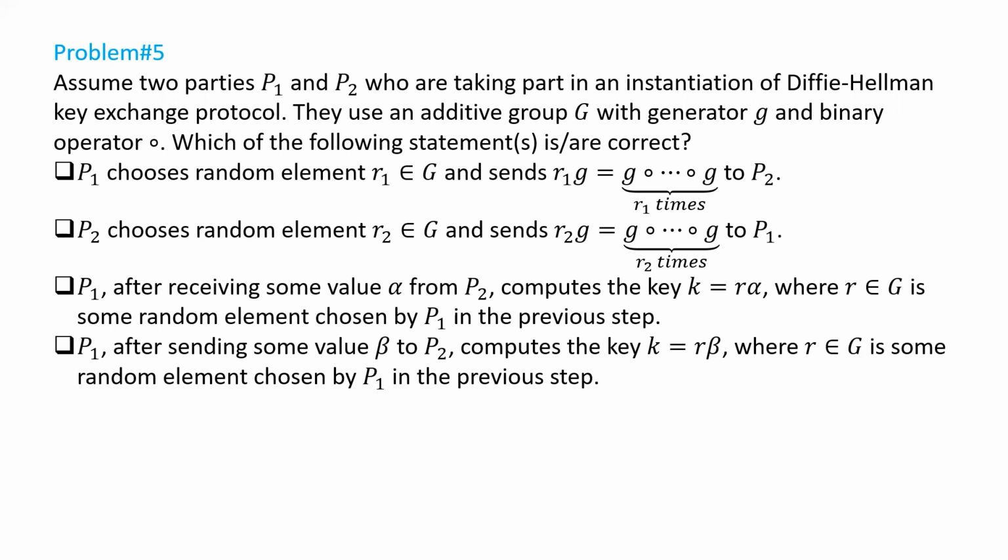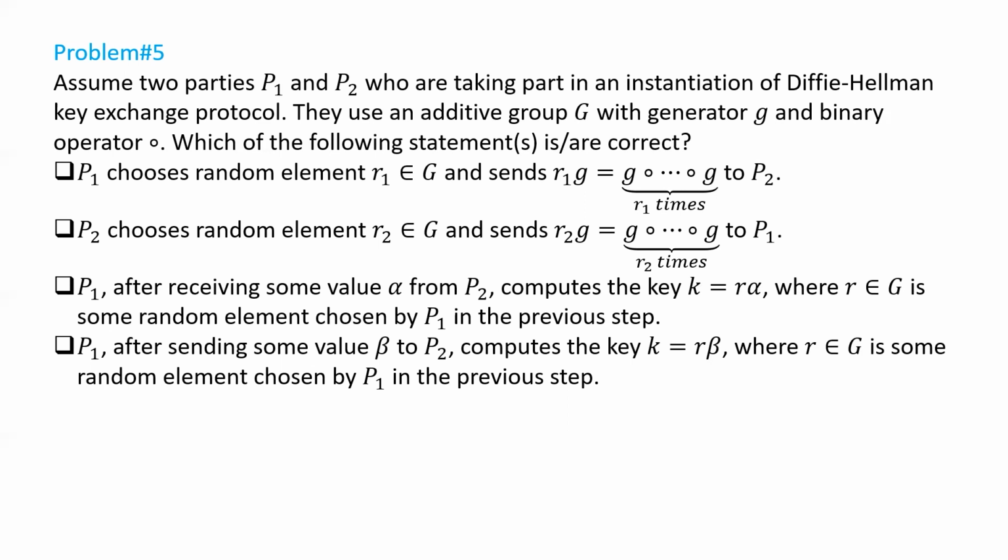So basically, if you remember the Diffie-Hellman key exchange protocol, there is one interactive step where P1 sends something to P2 and P2 sends something to P1, and then they compute something internally depending upon the value received from the other party. According to the Diffie-Hellman key exchange protocol with respect to some cyclic group G and its generator, small g, all these things. As it is an additive group, R1G is the notation given in the question. So the first statement is obviously correct.